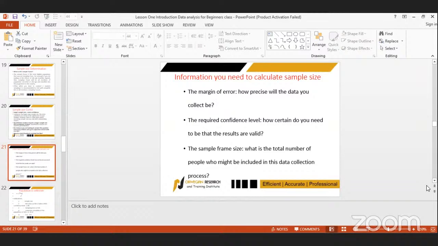Then next we talk about the sample frame. This is like the size. What is the total number of people who might be included in your data collection process? So these are the three fundamental parameters that you require in order to compute your sample size. Then let us go direct into computing sample size right now.